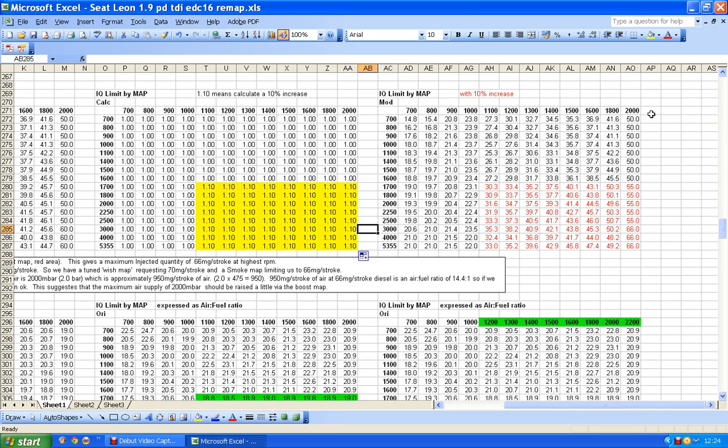So before I consider any further changes to this smoke map, I need to have a look at the boost map to see what possible changes would make sense on the boost map. So that's where I'll go next, so I'll stop here at the moment.